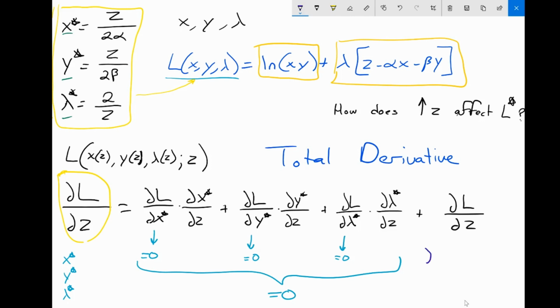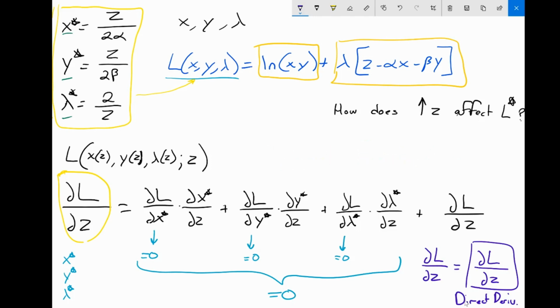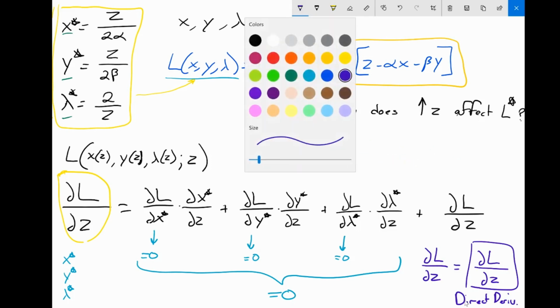That means if we want to know the derivative of L with respect to z, we only need to calculate the direct derivative. If I wanted to calculate how an increase in z affects L star, I only need to calculate the direct derivative. I'm going to do that up here. Sorry for not using my space well here.